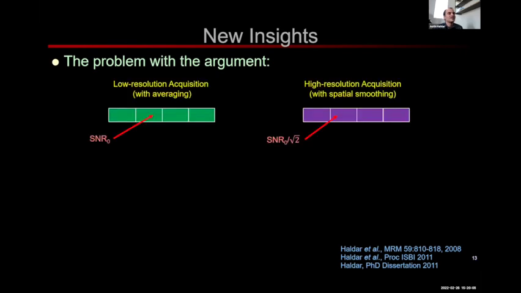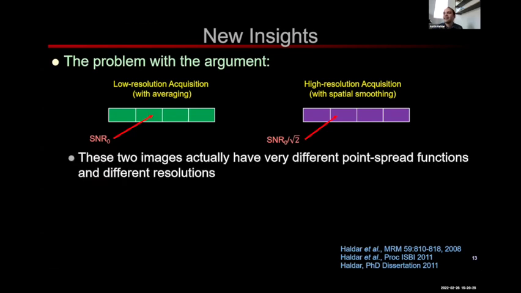The problem with the argument is that the SNR values that we computed here are accurate. So this low resolution acquisition with averaging definitely has higher SNR than the high spatial resolution acquisition that was smoothed down to lower resolution. The problem, though, is that if you look at the actual resolution, the point spread functions of these two different approaches, this approach on the right, even though by just counting the number of voxels it looks like they have the same resolution, actually has much higher resolution than the image on the left. And so this wasn't actually a fair comparison.